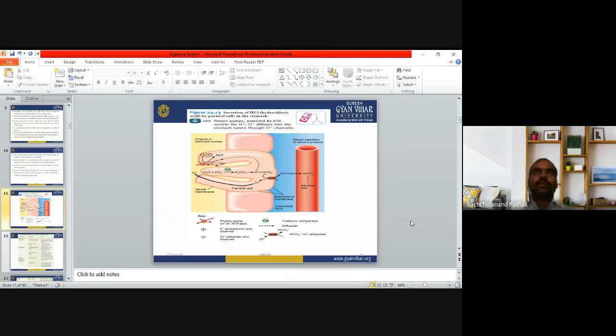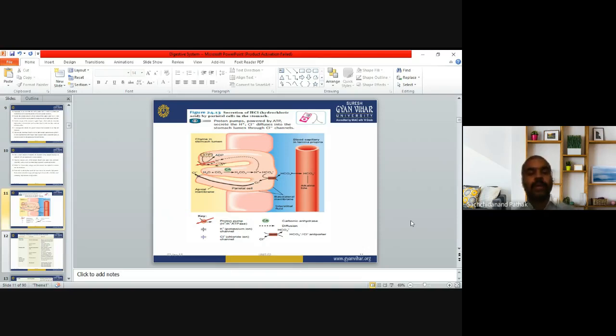These parietal cells contain water and carbon dioxide, H2O plus CO2. You can see the reaction mentioned, H2O and CO2. So H2O and CO2, in the presence of the carbonic anhydrase enzyme, as I told you in the earlier slides, carbonic anhydrase will catalyze the reaction of CO2 and water and form carbonic acid, H2CO3. This carbonic acid will dissociate into the H plus ion and the HCO3 minus ion, the bicarbonate ion.